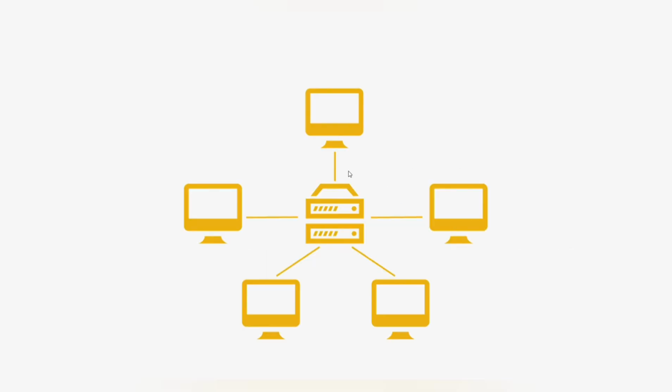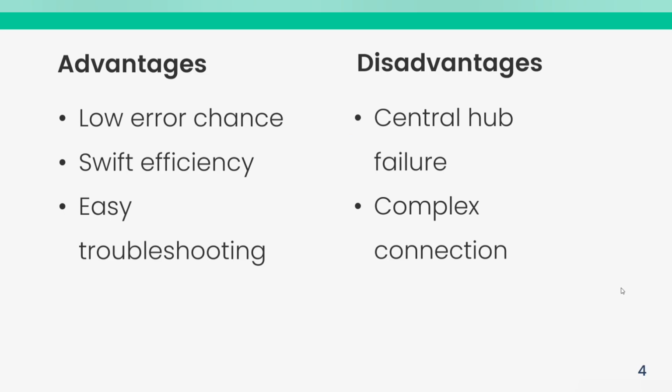This central hub or switch acts as a central point of connection and data distribution in the network. All data traffic passes through the hub or switch, which manages and directs the traffic to the intended destination. Advantages of star topology are low error chance, swift efficiency, easy troubleshooting process. Star topology can offer high performance, especially when using switches.